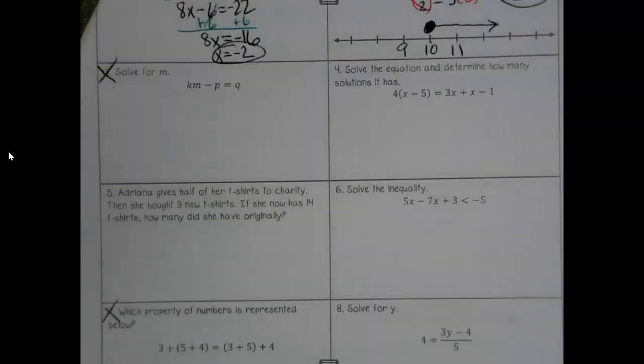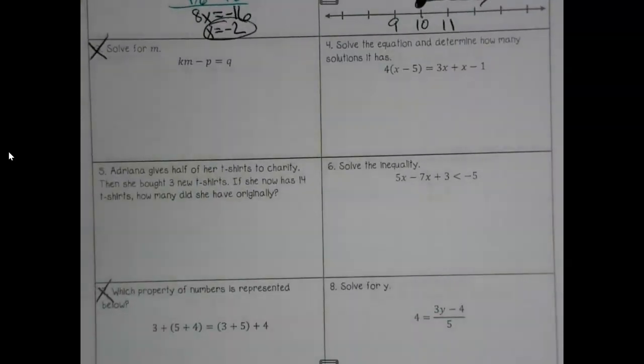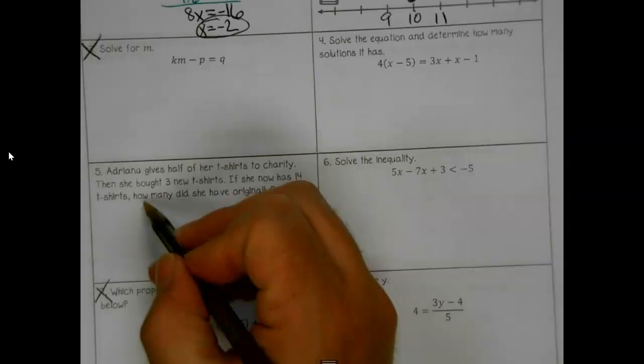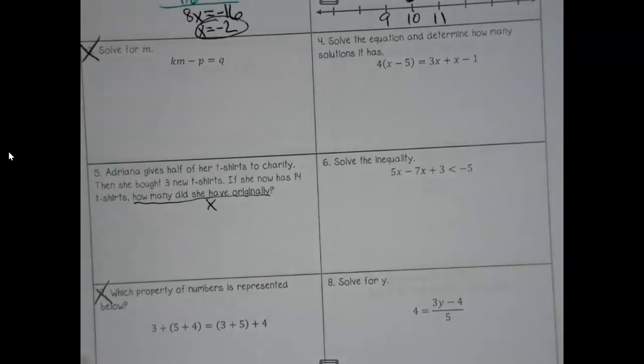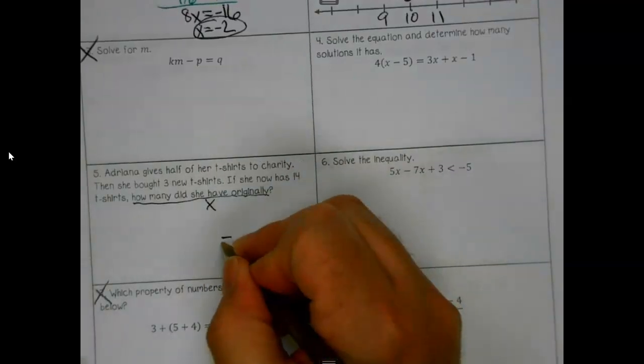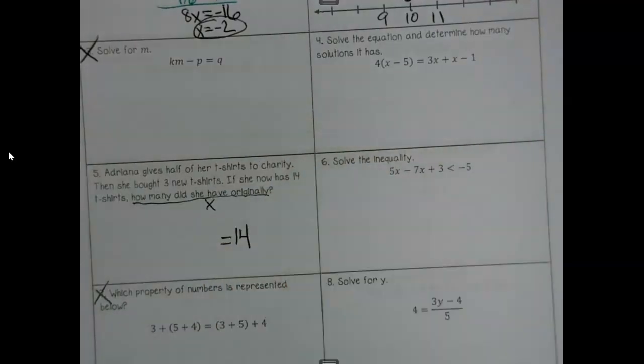Let's play with 5. Word problems show up a lot. So let's see what we got here. Adriana gives half of her t-shirts to charity. Then she bought 3 new ones. If she now has 14, how many did she have originally? Okay. How many did she have originally? That's our x. Now she has 14. So whatever this equation we're going to solve is going to be, it's going to equal 14.